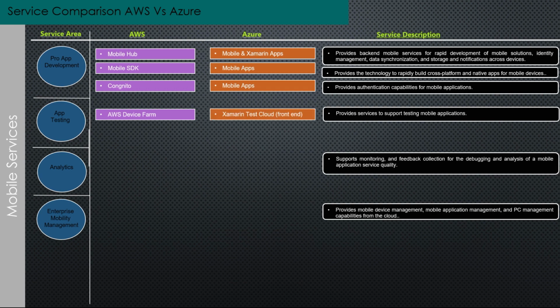Let's talk about the third service area, that is, Analytics. AWS provides Mobile Analytics. Azure provides HockeyApp, Application Insights.